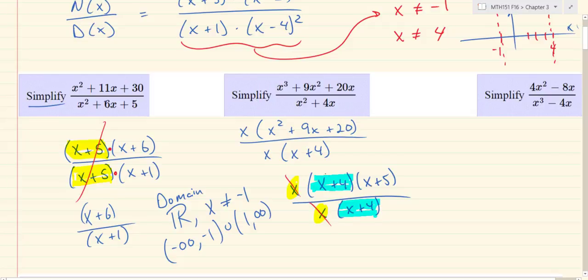So these are gone, and what are you left with? X plus 5. What's the domain of this function? All real numbers, right? We've canceled out the denominators, so there are no numbers that would cause trouble with this one.